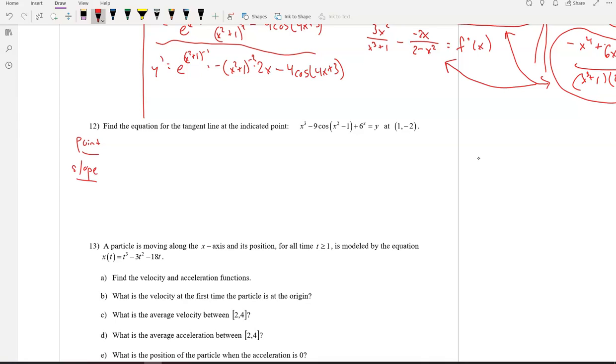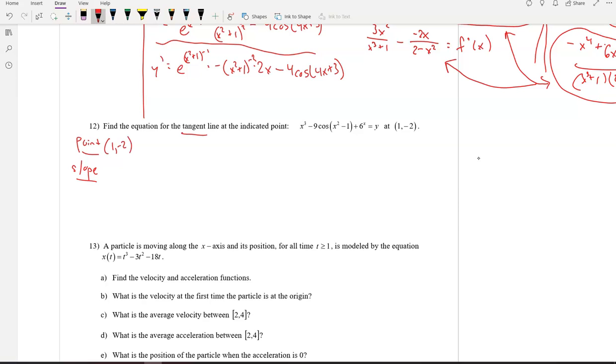Do we have a point given to us here? Yes, we do. It's right here at 1, negative 2. Sometimes they just say at x equals 1, and then we have to plug that x value back into the original function and evaluate to get the matching y value. But they were kind to us here and gave us the full point, so that saves us some work. We already have the point, it's 1, negative 2. Now we also need to find the slope.